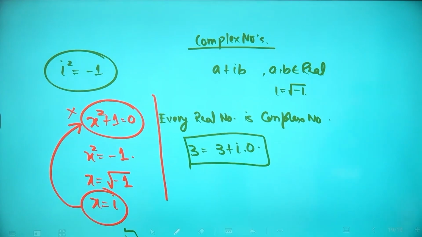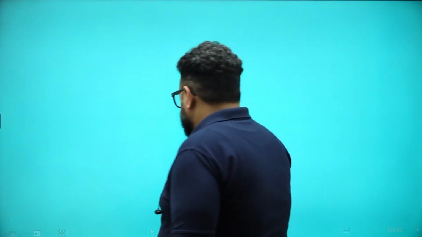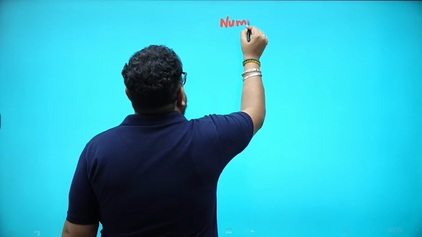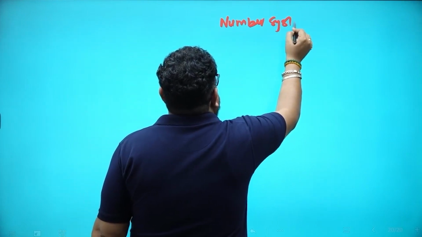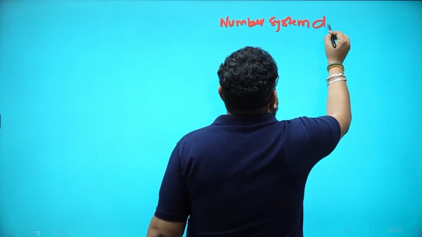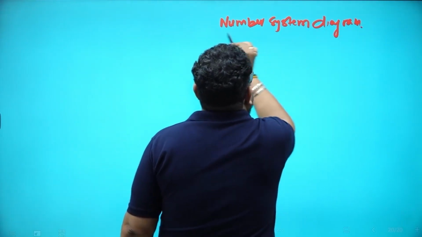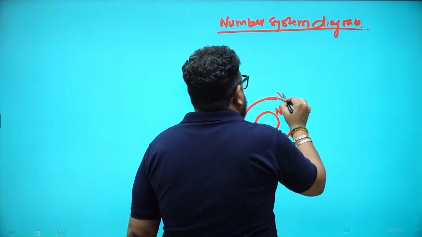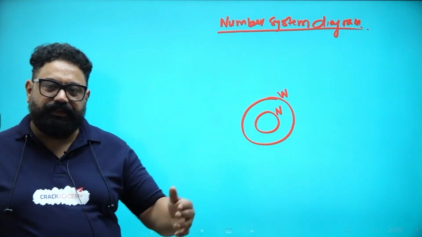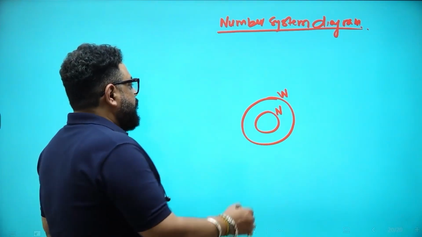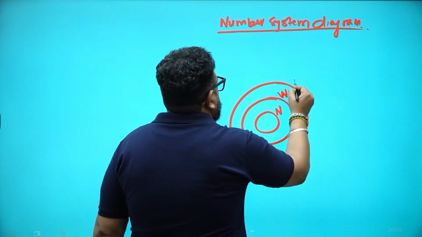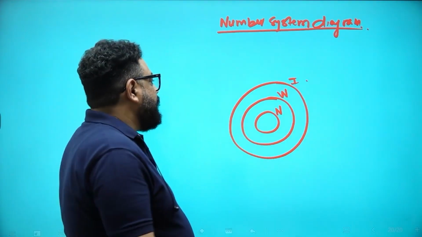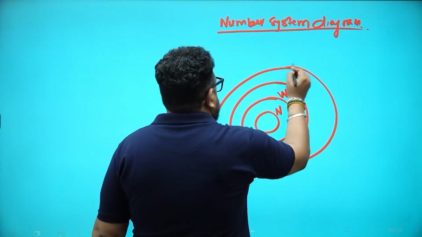So then comes a diagram. This is something called the number system diagram. If this is the set of natural numbers, you add 0, you get whole numbers. What are whole numbers? 0 plus natural numbers, right? Then you add negative naturals, you get integers. So naturals are contained in whole, whole are contained in integers, and we discussed every integer is a rational number.